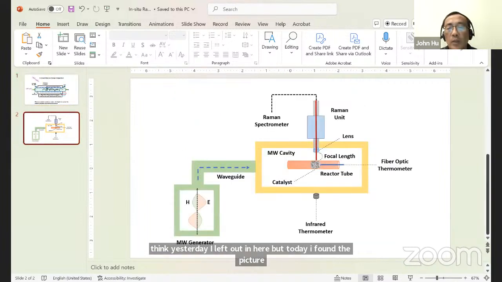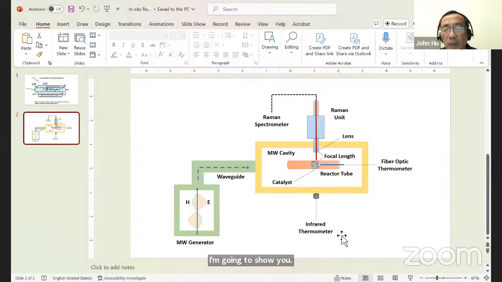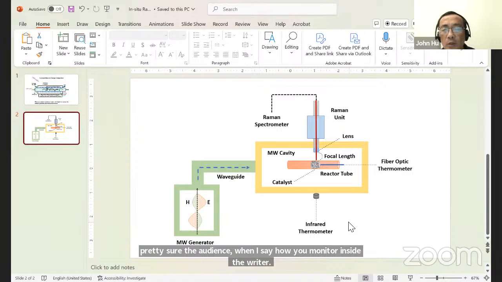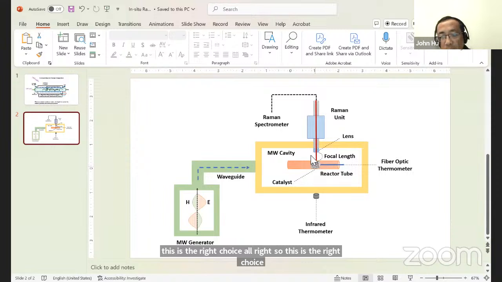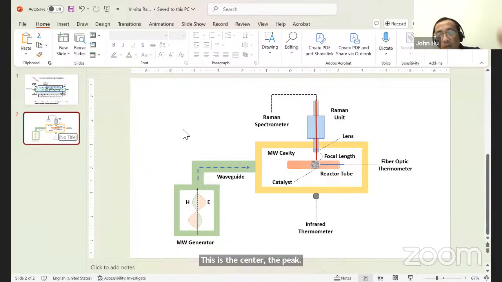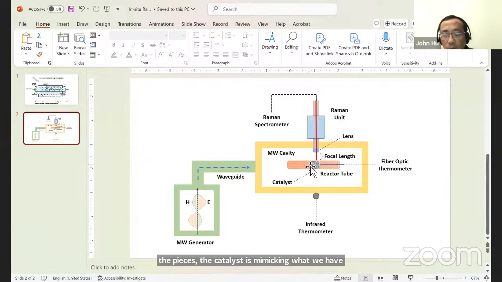I'm pretty sure, when I ask how you monitor inside the reactor, one of the students would say in situ spectroscopy. This in situ spectroscopy we are building. So it's Raman. Basically, this microwave comes in. We have Raman in situ spectroscopy. This blue line is called optic fiber. See, this is the reactor, all right? So this center piece, the catalyst, is mimicking what we have, and then we want to know.